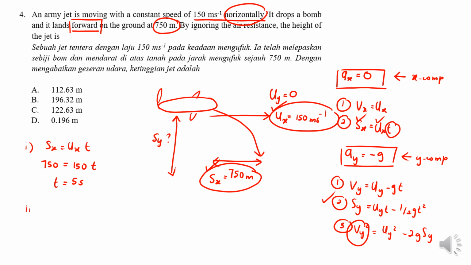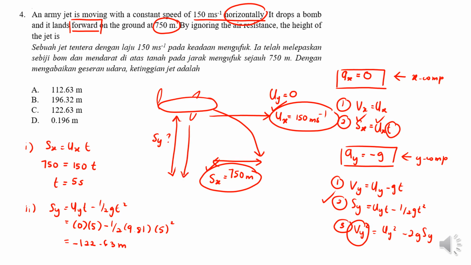So the second part is sy equals uyt minus half gt squared. Sy is what we're looking for. We know uy is equal to 0. So our time is 5 seconds, minus 1 over 2, g is 9.81, and our time 5 seconds squared. Okay, so we will get the answer to be negative 122.63 meters. Why did we get negative? Because the bomb is going downwards, so we get our sy to be negative.